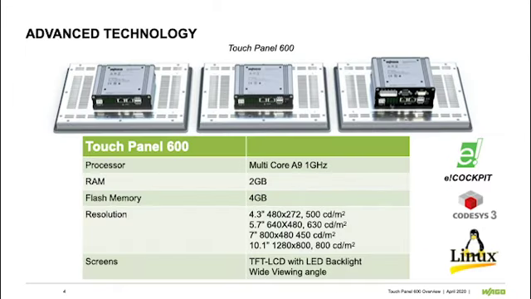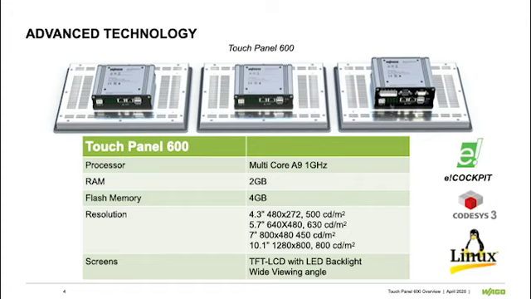The TouchPanel 600 line is built for performance. Across all three types of devices, they all use a multi-core Cortex-A9 processor that runs at 1 GHz. Each device is offered with an abundance of memory. They have 2 GB of RAM and 4 GB of flash. The combination of the advanced processor and large memory makes these devices fast-acting and very responsive touchscreens.